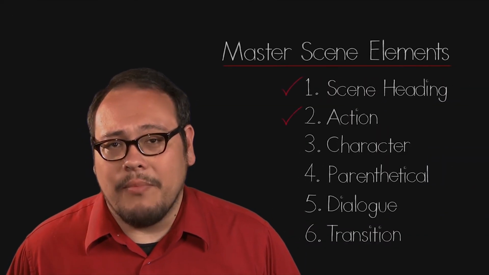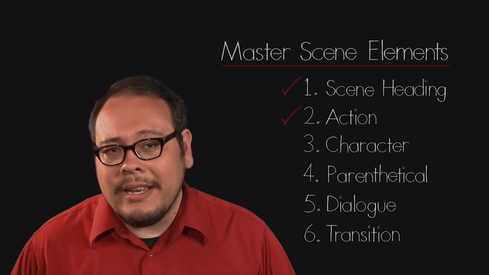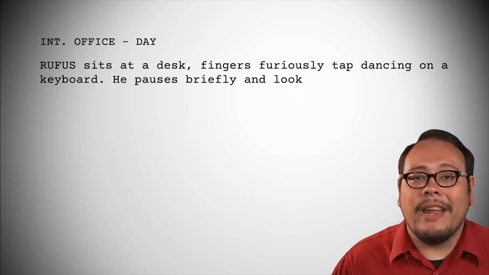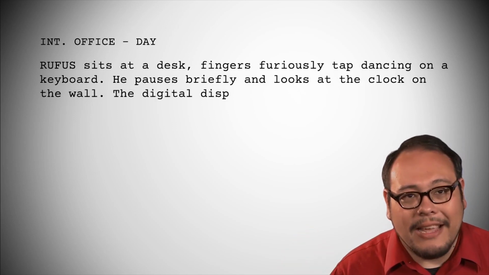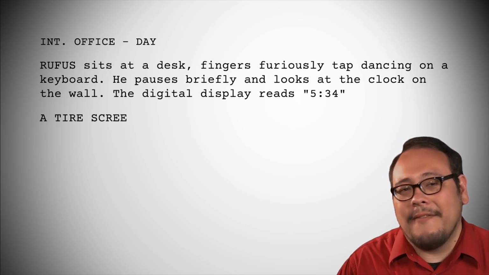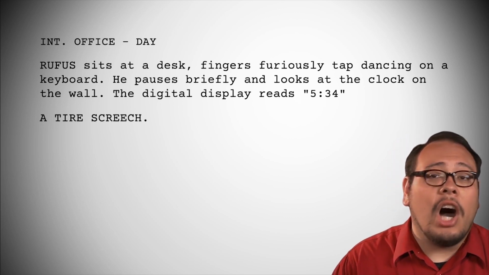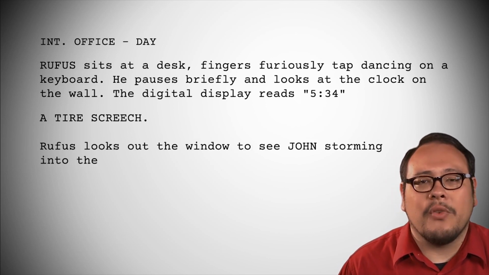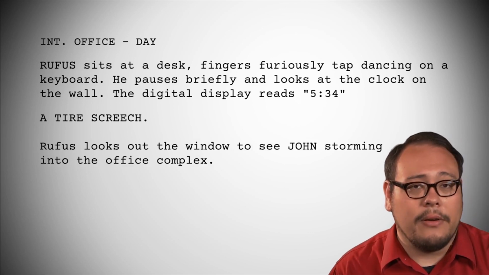The second element is the action portion of the script. This is written in present tense language and should only include what can be seen and heard. In other words, no writing about what people are thinking. This is a film we're making, not a novel. Sound effects that are key to the story but heard off screen need to be put in all caps, as well as the name of the character when you first introduce that character.